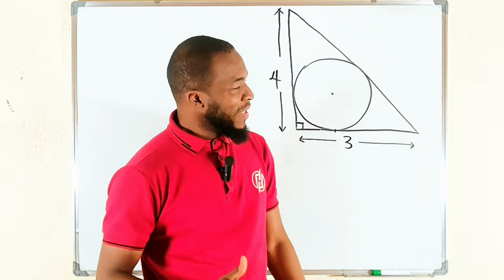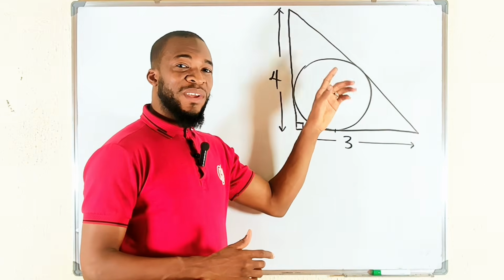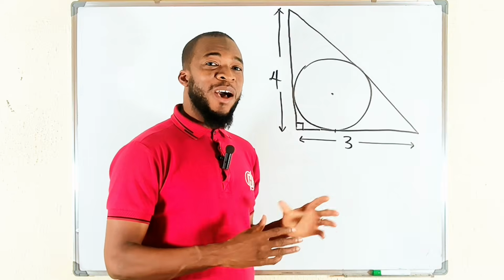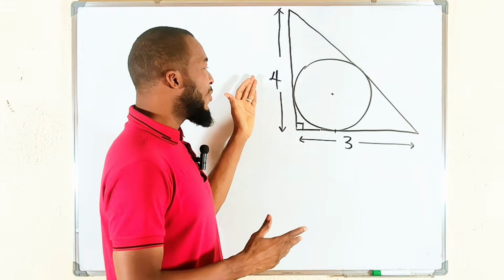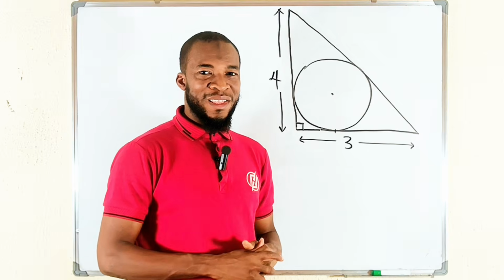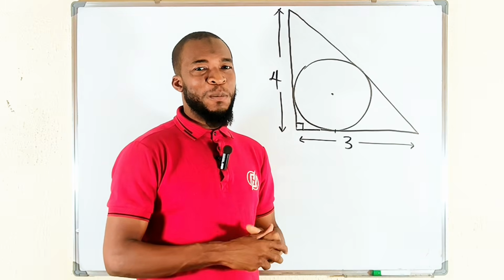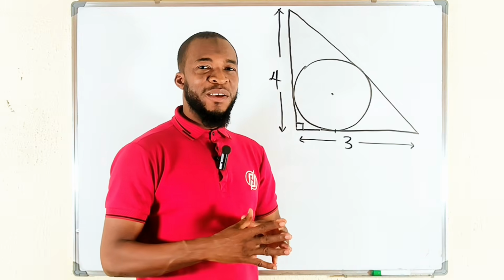Hello everyone. A circle is inscribed in a right-angled triangle and we're asked to find the area of that circle, given that two sides of the right-angled triangle are 4 and 3. The hypotenuse is missing. How can we find the area of this circle?